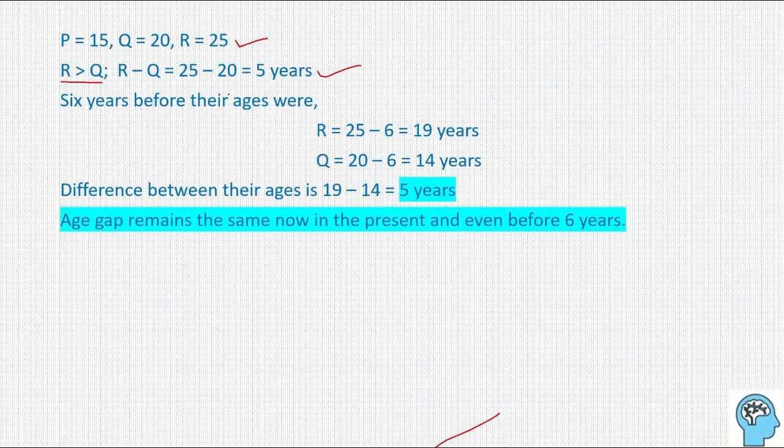Okay. So the same thing I have explained everything in the previous slide. 6 years before, the difference is the same as the difference between their ages in the present also. So that is 5 years. Okay. So the age gap remains the same whatever the time period is. That is 5 years.